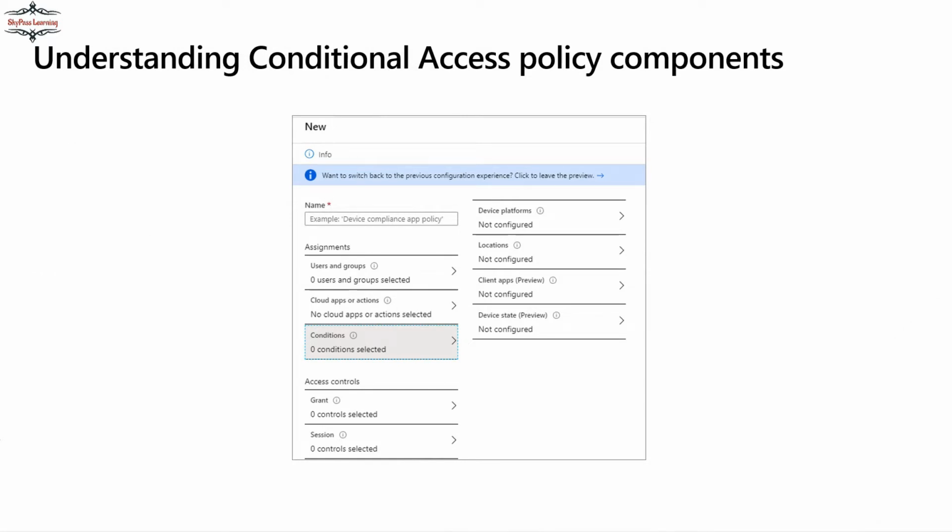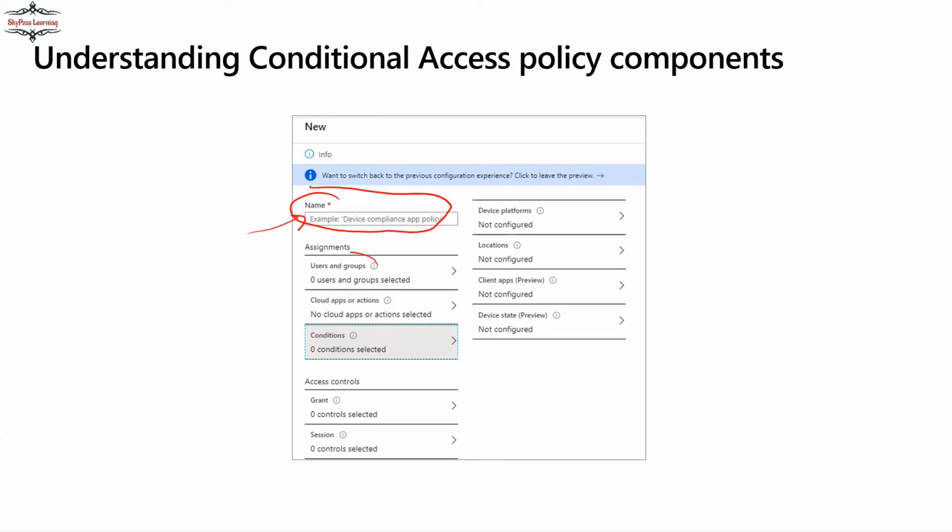Okay, what exactly are the components that are available in a conditional access policy? When we are talking about a conditional access policy, and we are going to create one, there are certain components. What are those components? The first one is obviously the name, where you can type the name of the policy. This is the one part.